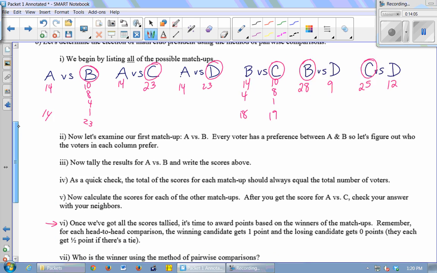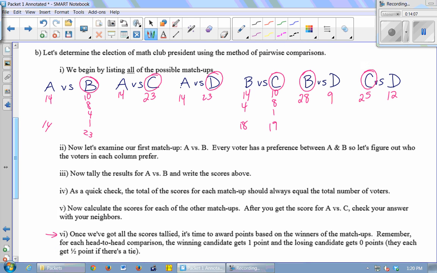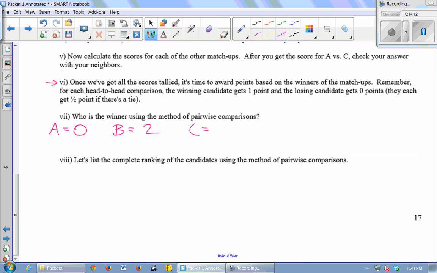C, 1, 2, 3 matchups for C, and D gets 1. So C is 3, D gets 1. And a quick check, these should add up to 6 because there were 6 head-to-head matchups. So there should be 6 points to give out. These do add up to 6, so we're good. All right, so who's the winner? C. C is the winner. What's the complete ranking? C, B, D, A. C is the winner with the most points.